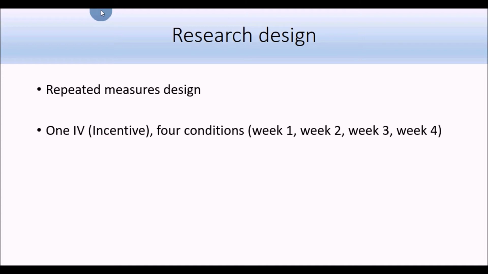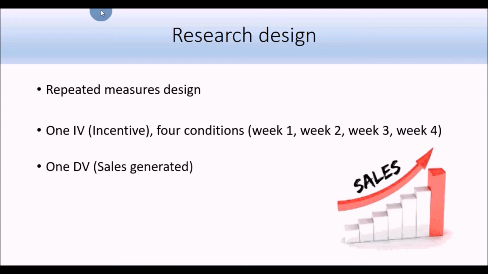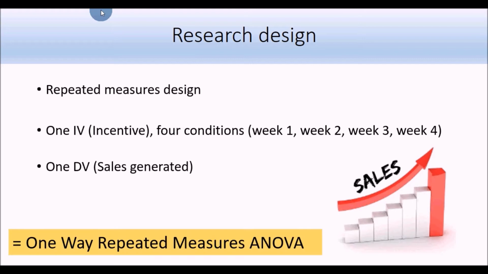In this case, we've got one independent variable, which was the type of incentive, measured across 4 conditions. So each week's incentive is one condition in this design. Week 1 would be no incentive, week 2 a small incentive, week 3 a medium incentive, and week 4 a large incentive. The dependent variable is sales generated. So this is now a one-way repeated measures ANOVA.